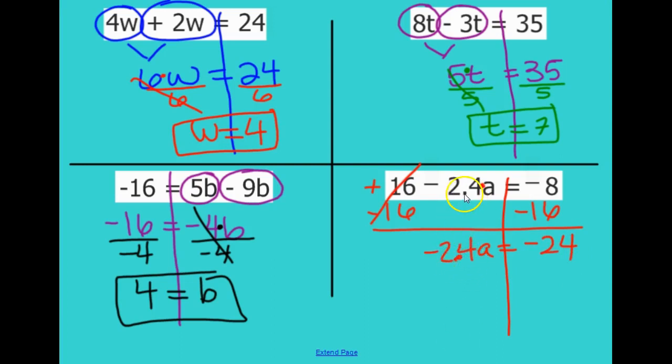And this isn't 24, it's 2.4. So this is multiplied. We need to divide by negative 2.4. So those cancel and we have a. Now it looks like it's just 1. However, we want 2.4 going into 24. So 24 divided by 2.4 is going to give us 10.